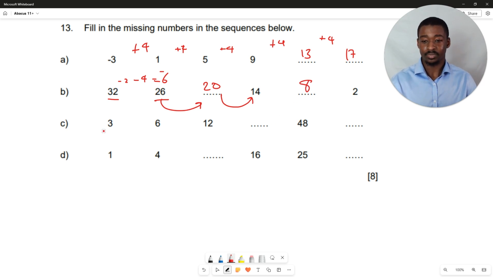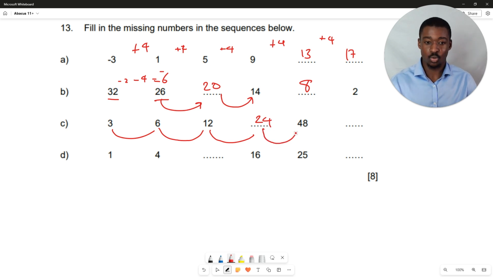Then for part C, it seems like we're doubling this time. We're timesing by 2. 3 to 6 is double. So 3 times 2 is 6. 6 times 2 is 12. What's 12 times 2? 24. Then we continue it. 24 times 2, 48. 48 times 2 is going to be 96.